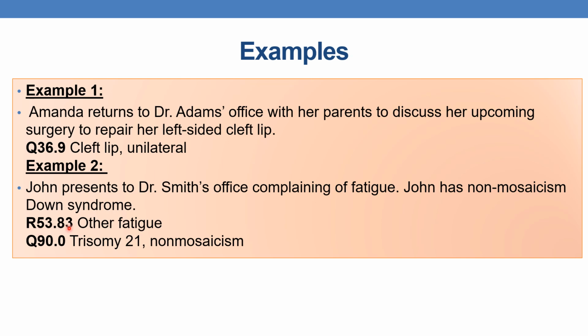So the appropriate codes here, and the reason for visit is fatigue, so R53.83, other fatigue, followed by Q90.0, trisomy 21, non-mosaicism. This is nothing but Down syndrome. And any manifestation that is not an inherent part of the congenital anomaly should be coded with an additional diagnosis. So other fatigue is not related to Down syndrome. So this is coded additionally.